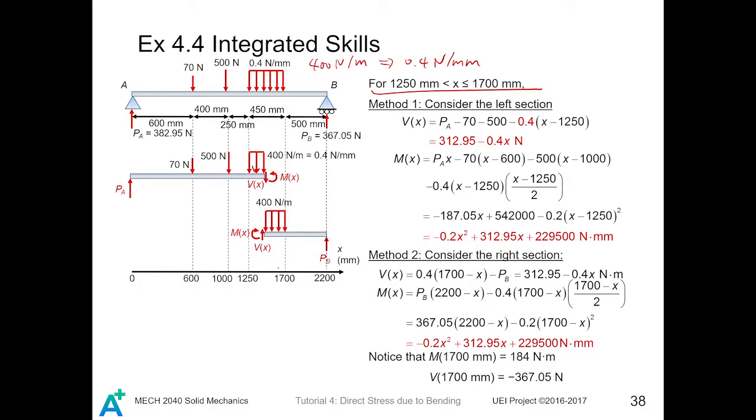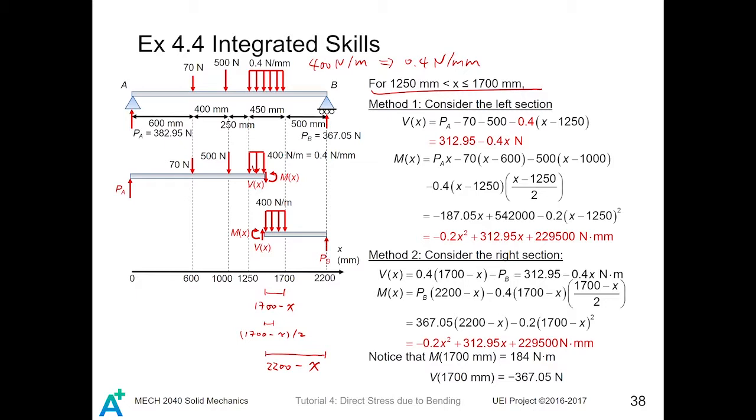Now the length of the distributed load is given by 700 minus x, and the arm generated by the distributed load is given by (1700 minus x) divided by 2. At the same time, PB will generate a moment with arm 2200 minus x. Therefore, by combining all this information, we can find the shear force and the moment equation by using the right section.